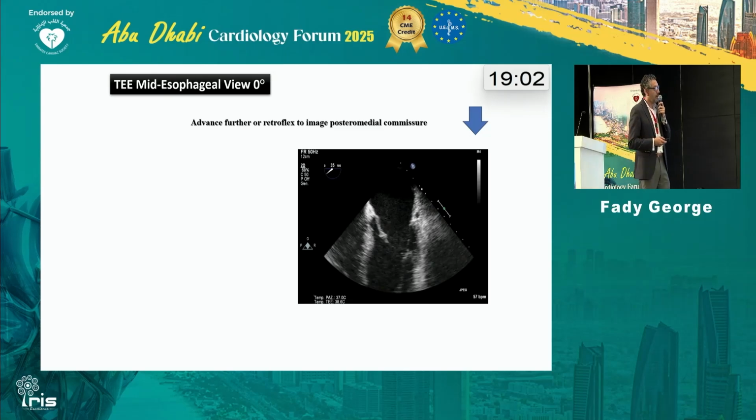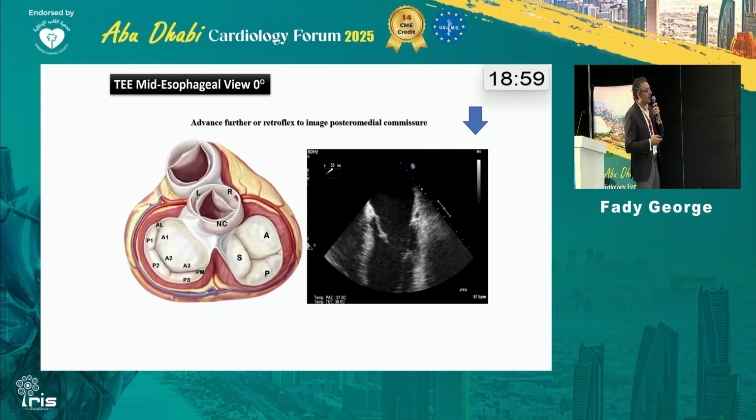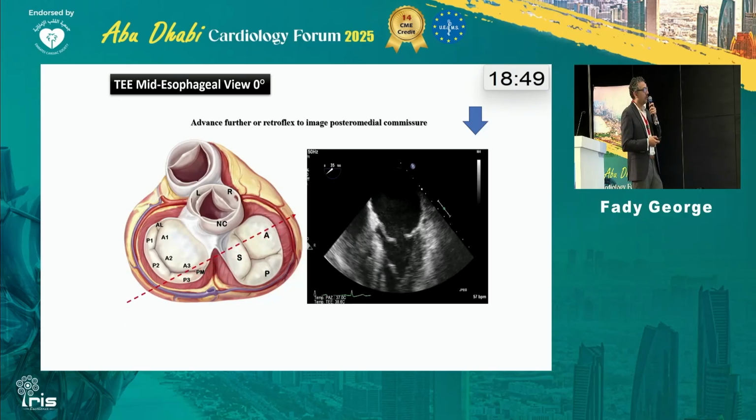This is basically the most common view we use when we scan the patient, especially the mitral valve, the mid-esophageal view. So right here, if you advance further inside the patient or retroflex a little bit, then you will be able to see the posteromedial commissure. At this point, you will cut through a completely different part of the anatomy, which is A3 and P3. Again, the pathology here determines what exactly you are seeing.